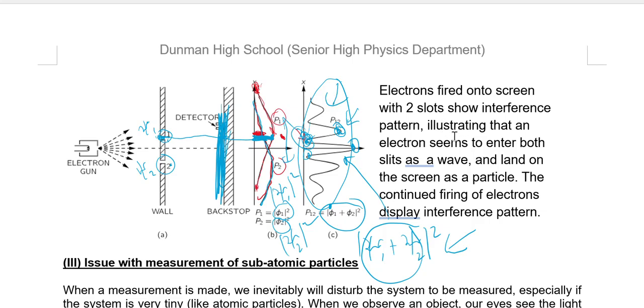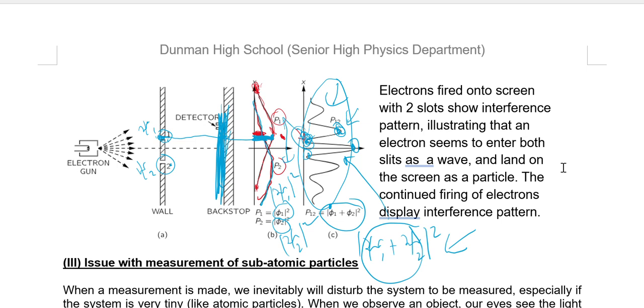So this experiment actually illustrates that the electron can be seen to enter both slits as a wave and land on the screen as a particle. Like I said, for me to produce an interference pattern, I must function as a wave. I must be represented by a wave function. That means I'm a wave, right?